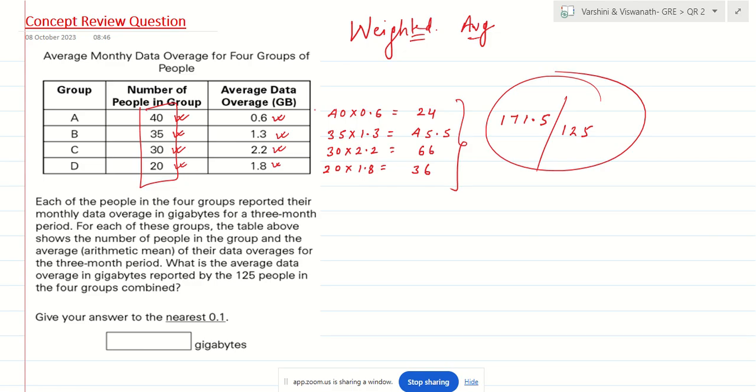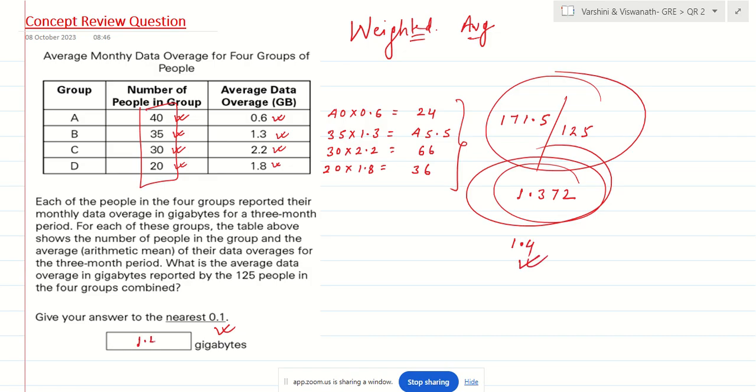So what is the answer? But look at here. The condition is given: give your answers to the nearest 0.1. What should the answer be then? How much did you get? 1.372. So what is the nearest? Correct. So the answer is 1.4. Looking at the conditions, you must put the answer accordingly. It is given nearest 0.1, so 1.4 is the answer.